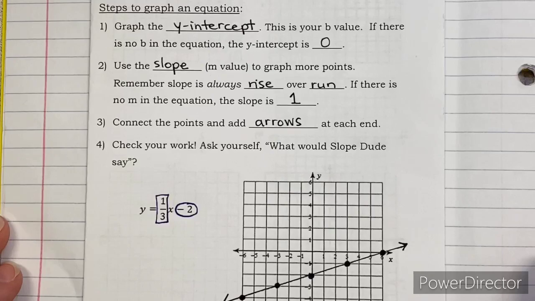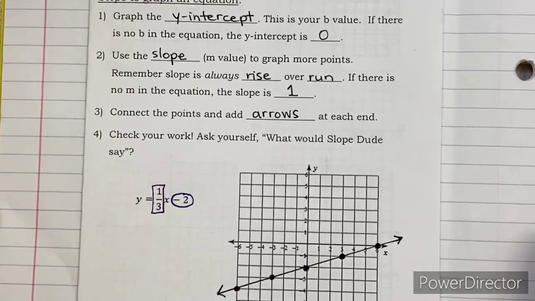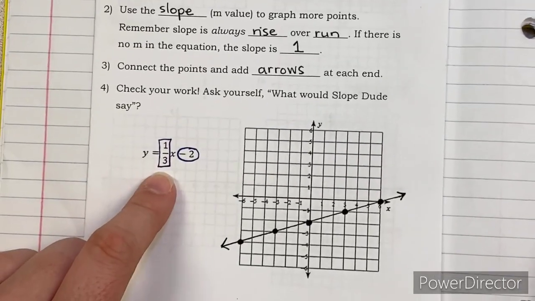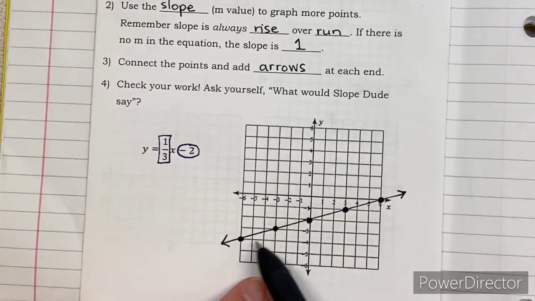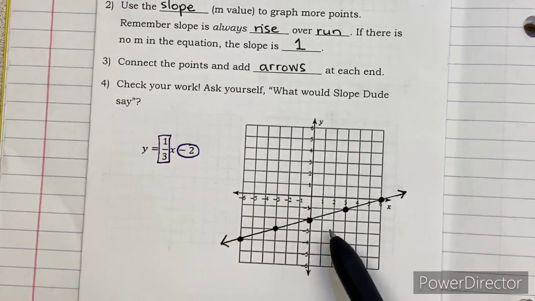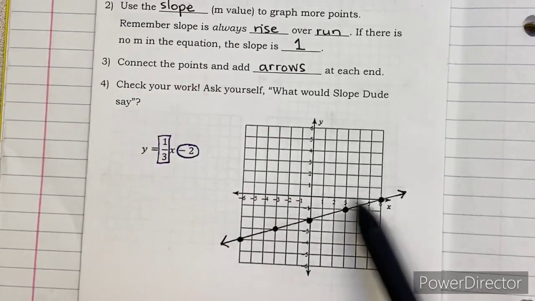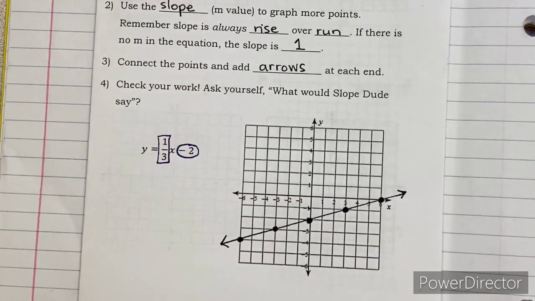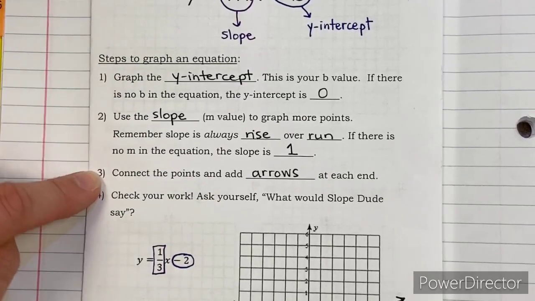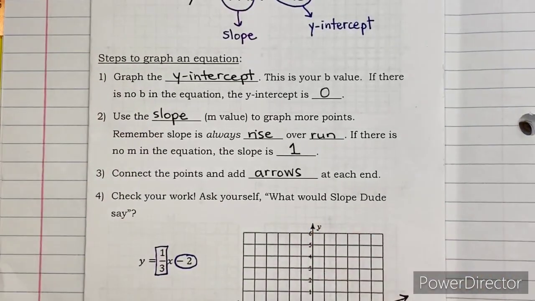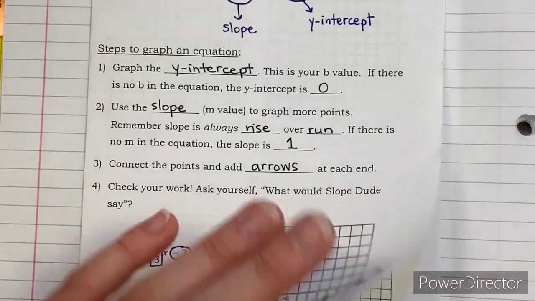It says check your work, ask yourself what would Slope Dude say. And this is what I mean by that. Since this is a positive 1 over 3, I needed to make sure that I had a positive slope. So that means Slope Dude would be skiing up this mountain, okay? That's what I mean by that. So that's how you do it. If you ever forget the steps, they are written out right here for you. So you can always refer back to your notes and get those refreshed in your brain.